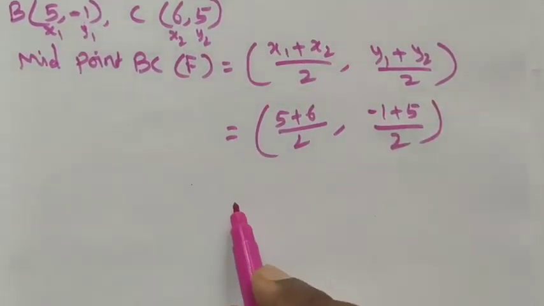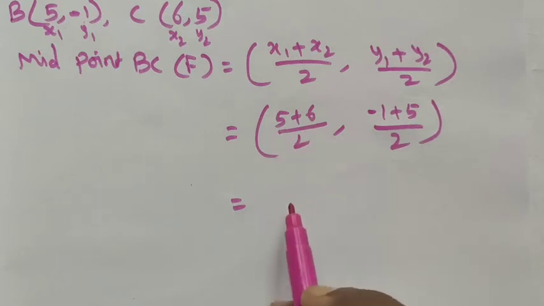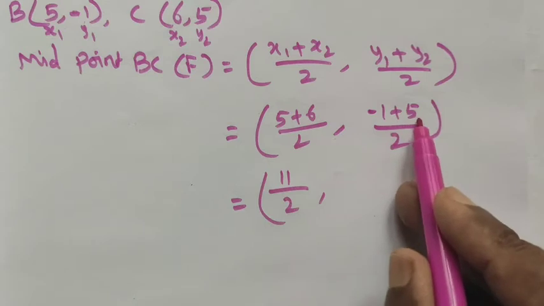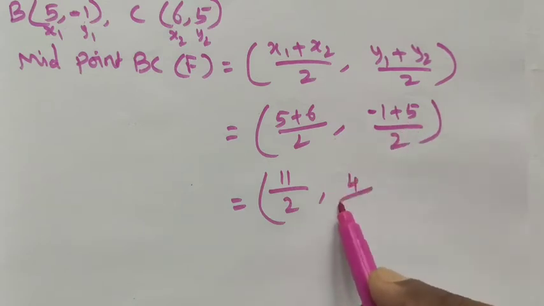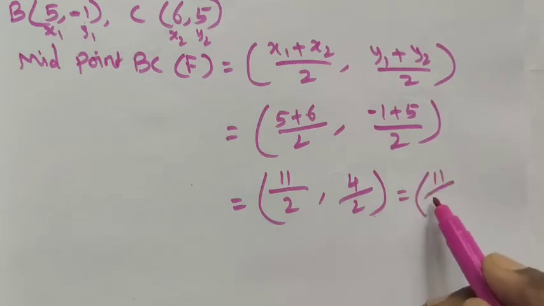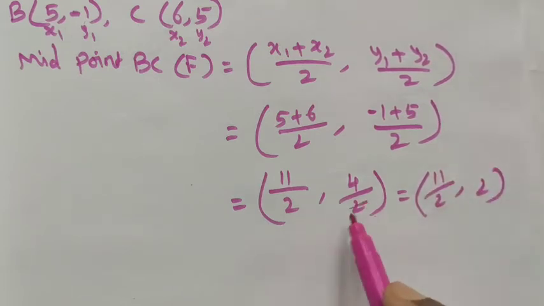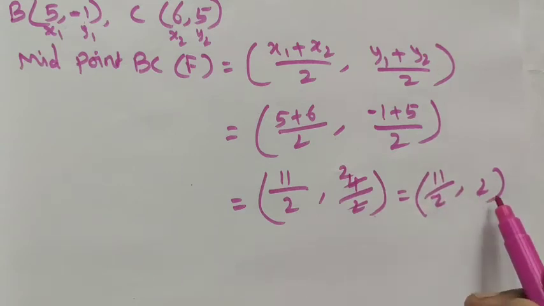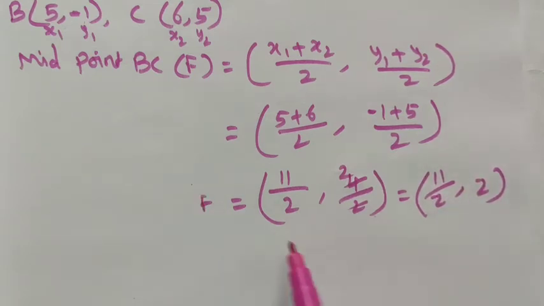Then we substitute this. 5 plus 6 is 11 divided by 2, and -1 plus 5 gives 4 divided by 2. 4 divided by 2 is 2. So (11 by 2, 2) is the F point. This is the point F, right? Next we want to find out the midpoint of CD.